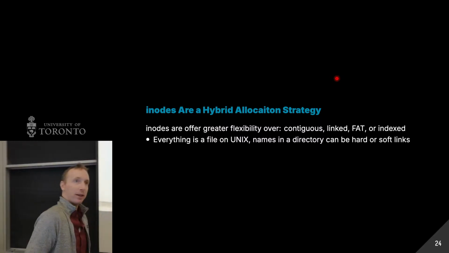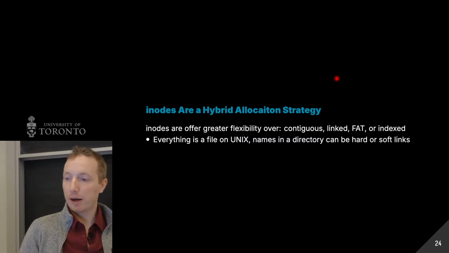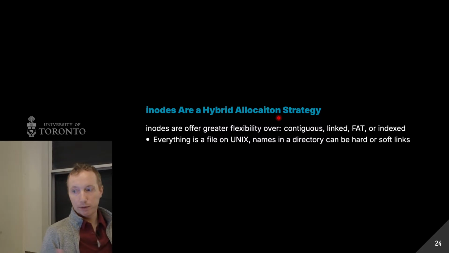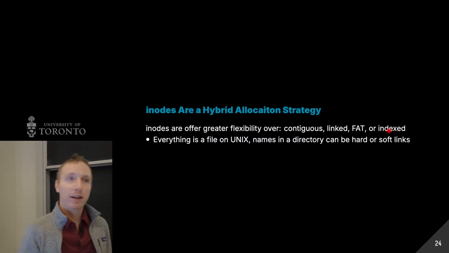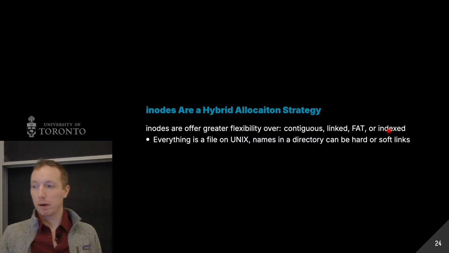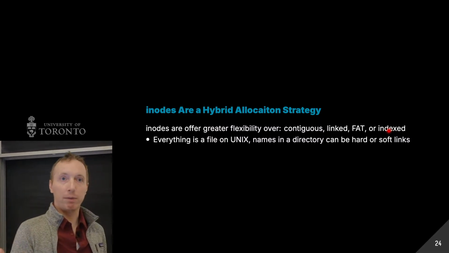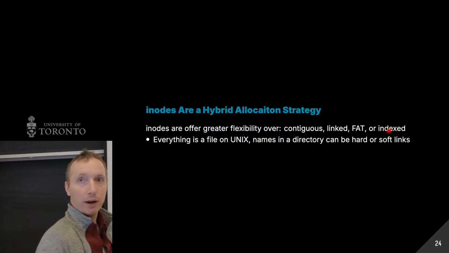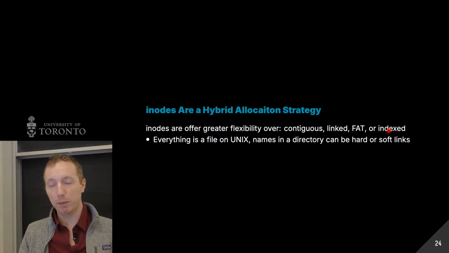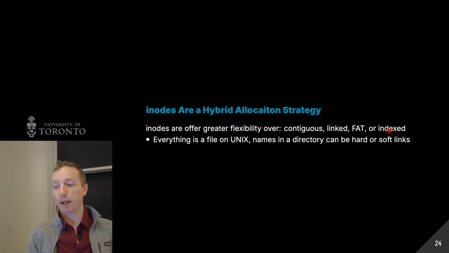All right, then we talked about inodes. Some of you are still having fun with inodes in Lab 6. That's a hybrid allocation strategy. They have greater flexibility over contiguous, linked, FAT, or indexed. It's basically indexed, but multiple levels depending on how big that file is. So some entries point directly to blocks. Then we stole an idea essentially from multi-level page tables. For bigger files, we can have it point to a single indirect block. For bigger ones, we can point to a double indirect. For huge ones, we can point to a triple indirect block, and that supports a gigantic file.